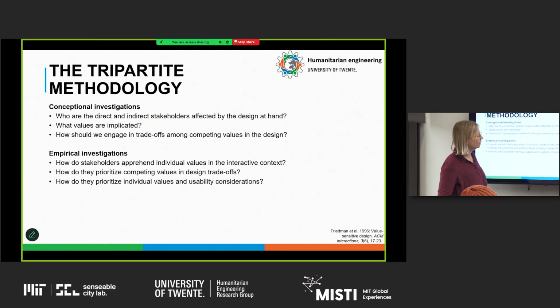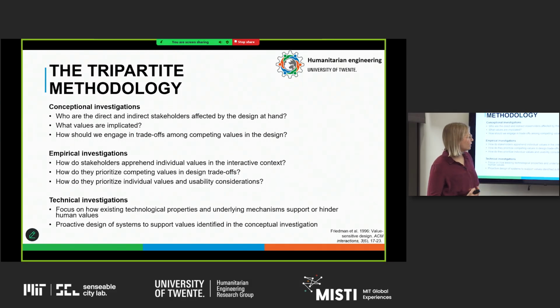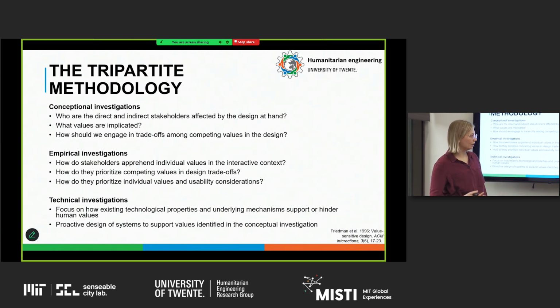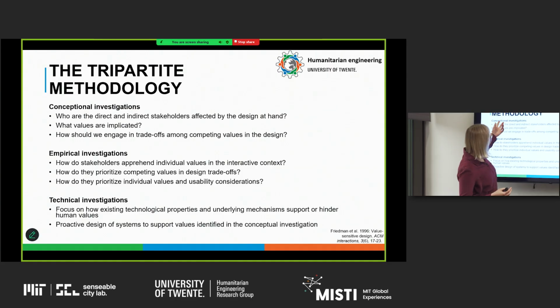So there are certain things that we can decide on. Then, of course, it involves an empirical investigation. So really talking to the stakeholders, seeing how they interact in a certain context, which values they prioritize and which they don't prioritize. And finally, a technical investigation where we can either look at existing technologies and see if they are maximizing or minimizing certain values, or we can take a more proactive approach where we look into the design of certain systems and see if we can design for the values that we have identified.